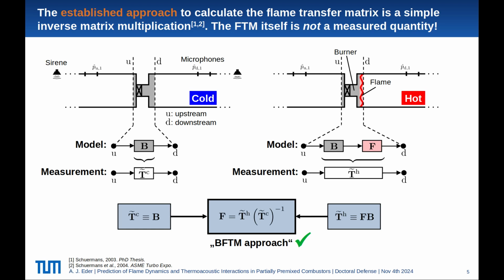And if we incorporate the cold transfer matrix into the hot transfer matrix, we end up with a description that the flame is equal to the matrix multiplication of the hot matrix times the inverse of the cold, and this gives us the flame transfer matrix. We call that approach the burner flame transfer matrix, or BFTM approach. This approach is valid if you have an academic test rig, typically simple configurations, and this is where this approach works perfectly.